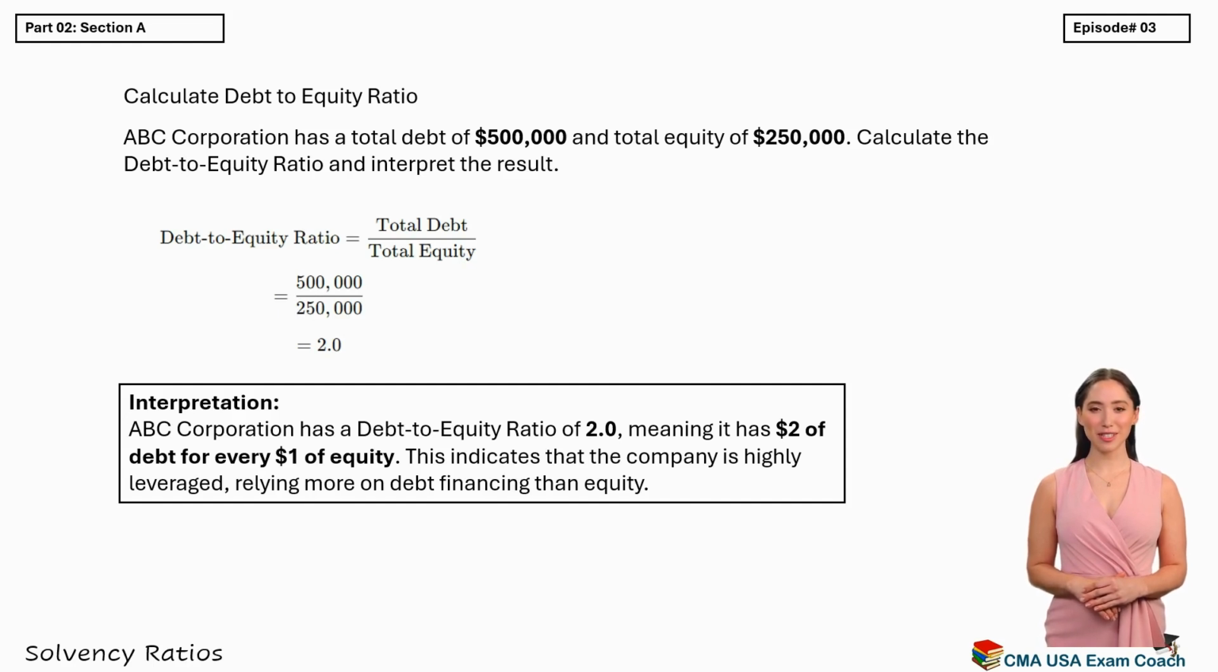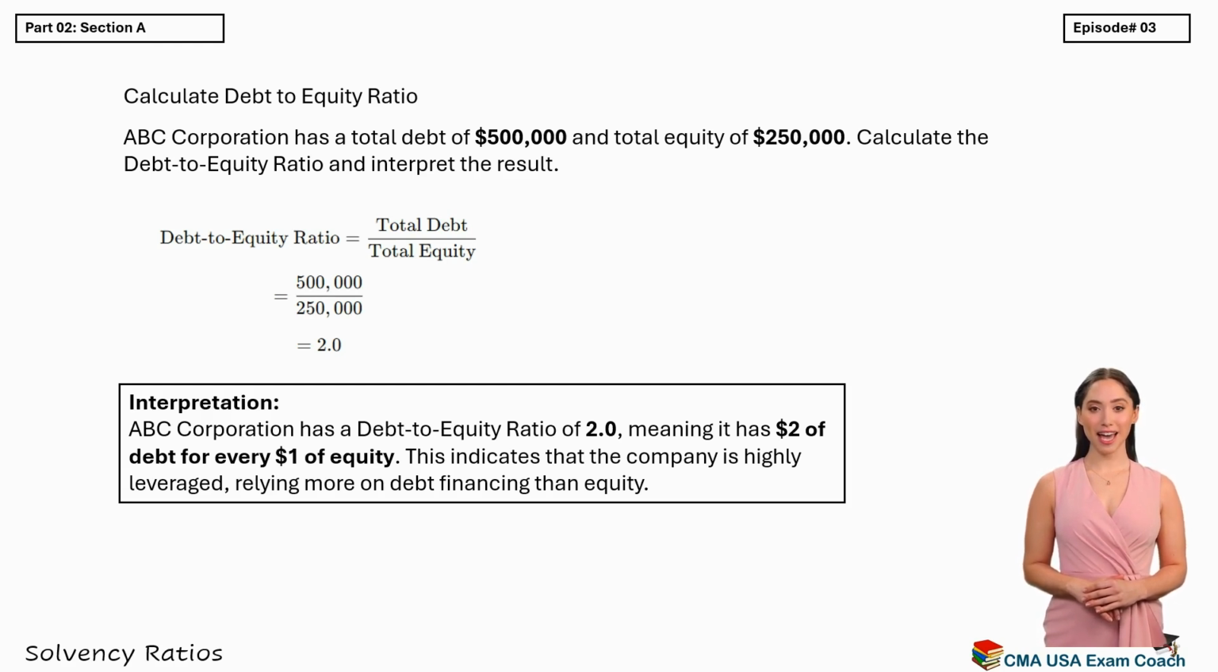This means ABC Corporation has a debt-to-equity ratio of 2, which indicates that for every $1 of equity, the company has $2 of debt. This suggests that ABC Corporation is highly leveraged, meaning it relies more on debt financing than equity.